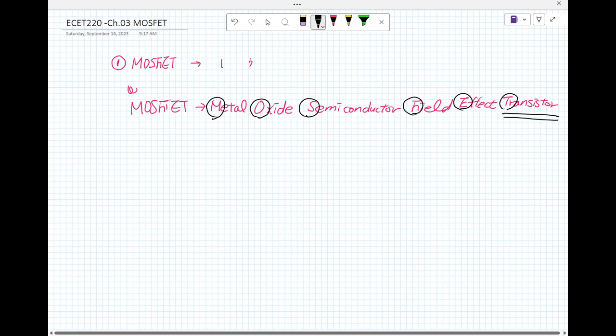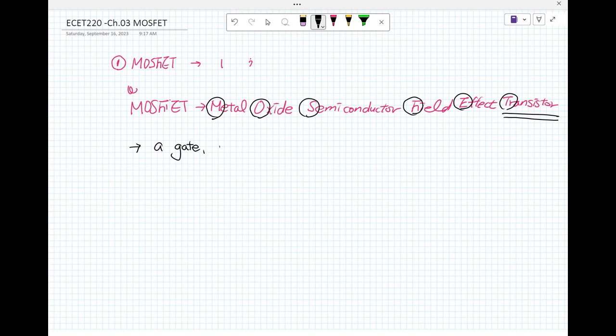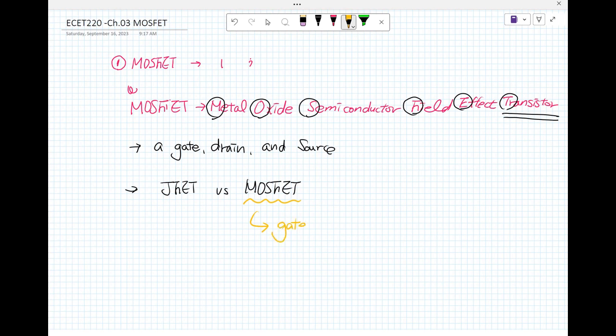So that was kind of a resistor, just like the FET. So it has three leads: gate, drain, and source. One of the differences is that the gate is insulated.